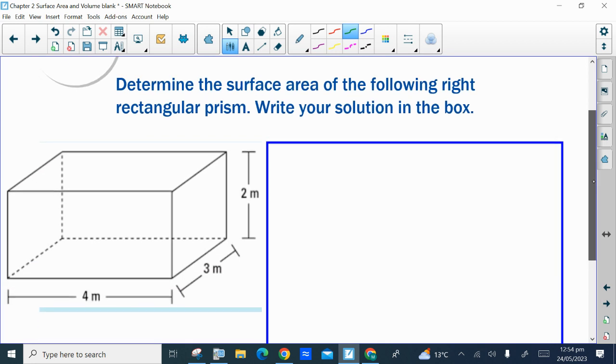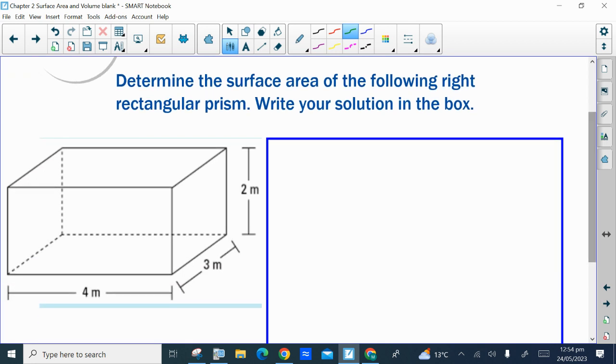This next question says determine the surface area of the following right rectangular prism. The right again part means that the base and the height are perpendicular to each other. It's a rectangular prism because the base is a rectangle. And we saw that we can find the surface area by going 2 times length times width plus length times height plus width times height. It doesn't matter what order those three terms inside the brackets are written in, but the way I wrote it down, it matches exactly what's on the formula sheet.